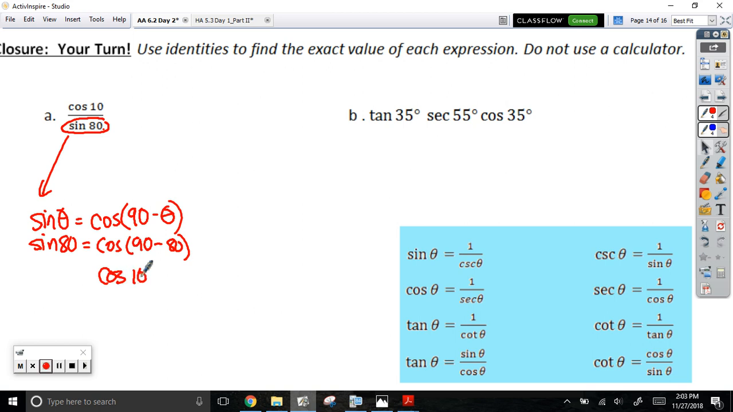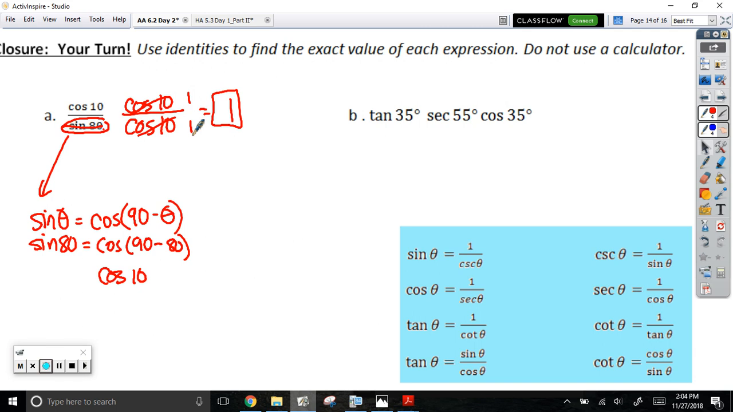Thank you. So this will now be cosine of 10. Cosine of 10 divided by itself. Think of even just numbers. 10 divided by 10 is just 1. Make sure you don't think that's 0. You would still be left with 1 over 1, which is indeed 1.